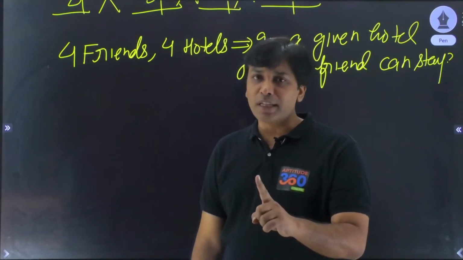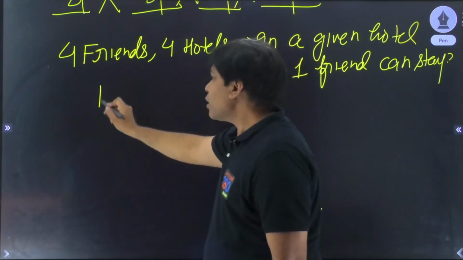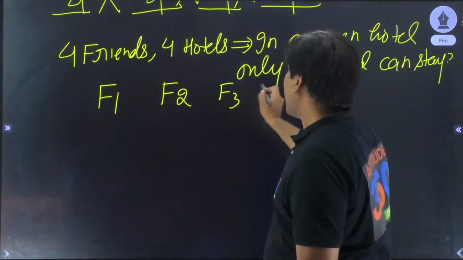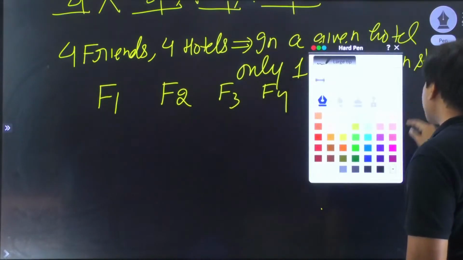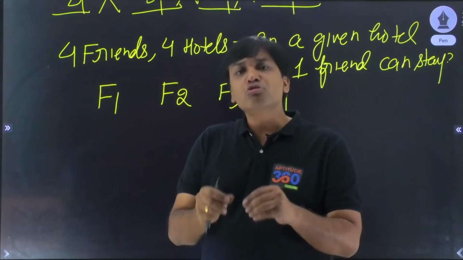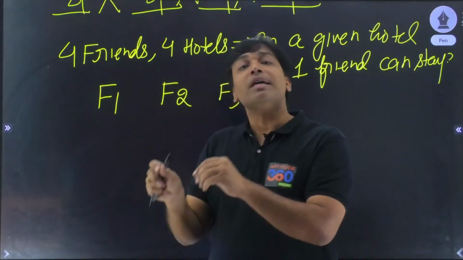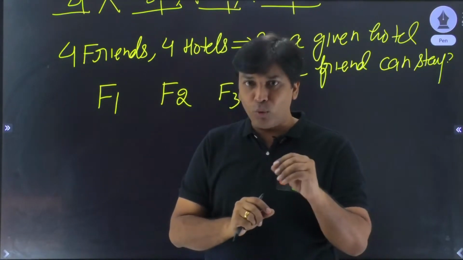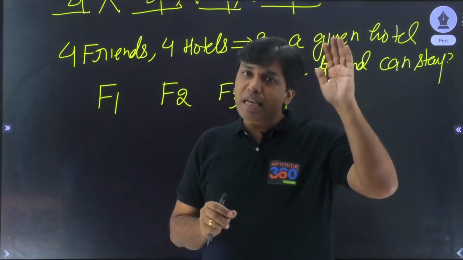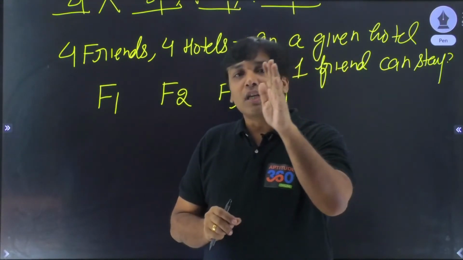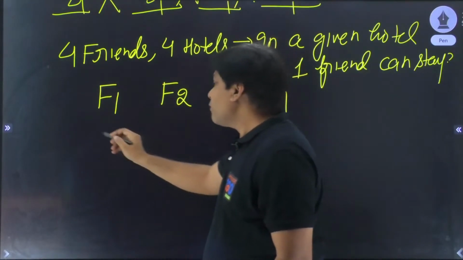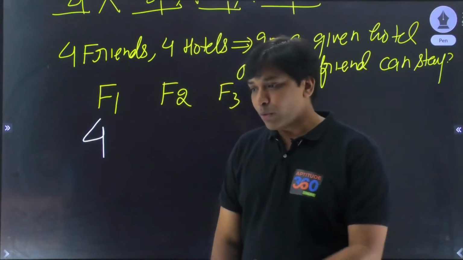Second person cannot stay. So I have got friend 1, and then friend 2, and then friend 3, and then friend 4. Now tell me in the comment section, in how many ways friend 1 is going to be staying. Suppose the first person to reach the 4 hotels is F1, friend 1. So friend 1 has all the 4 possibilities. Friend 1 can stay in either hotel 1 or hotel 2 or hotel 3 or hotel 4. Are we clear with this? So how many ways are there? 4 ways.